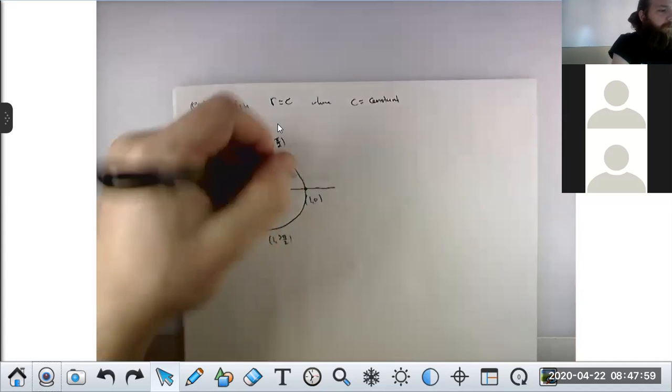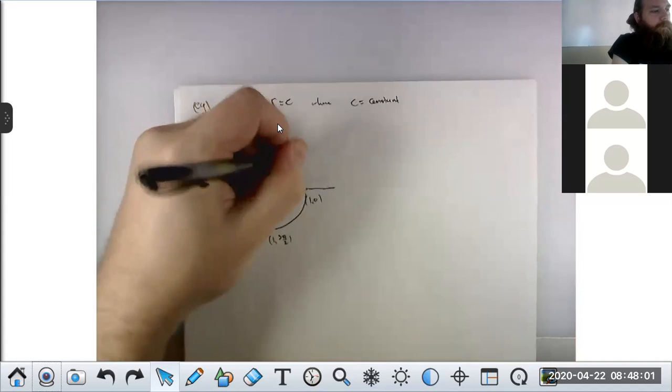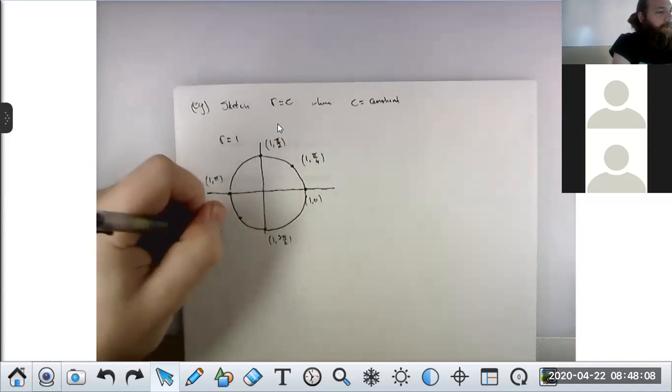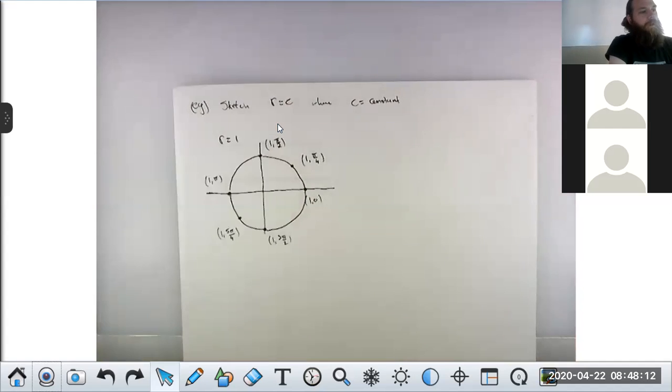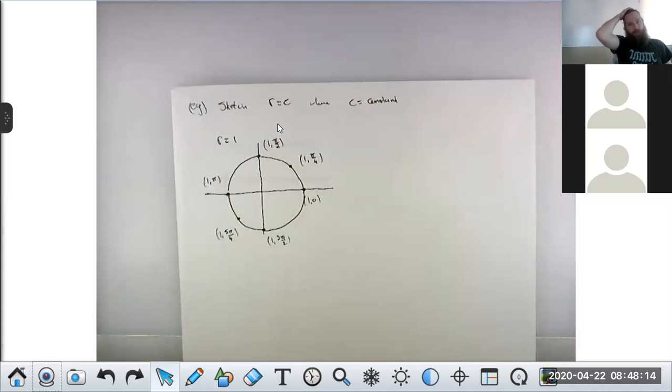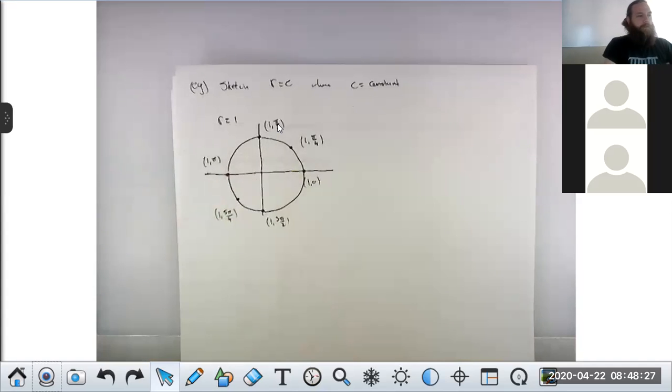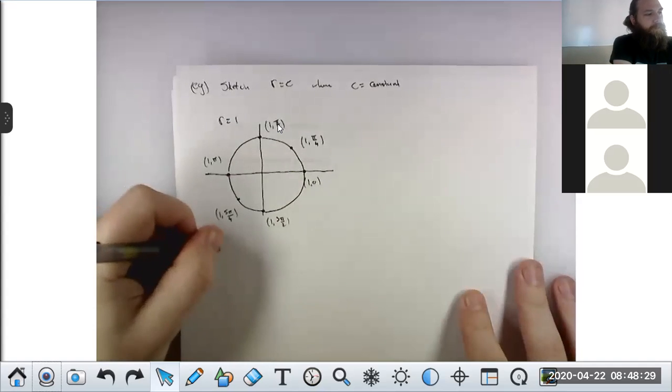There's lots of other points on here, right? Like here's the polar point 1 comma pi over 4. Here's the polar point 1 comma 5 pi over 4. So if you take the collection of all the points in the polar coordinate system whose r coordinate is 1, that means you're always going to be on the circle of radius 1. So this is the unit circle.